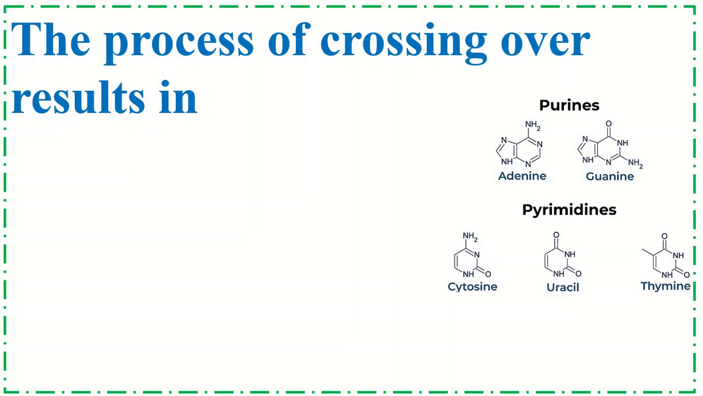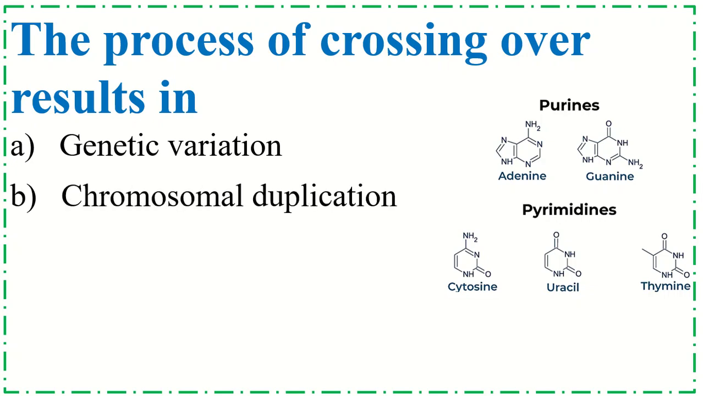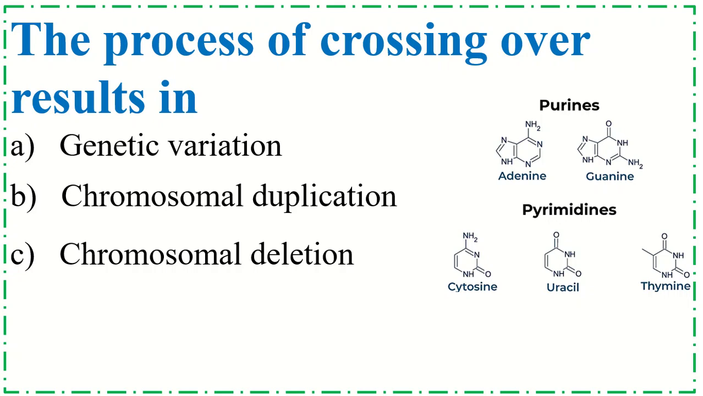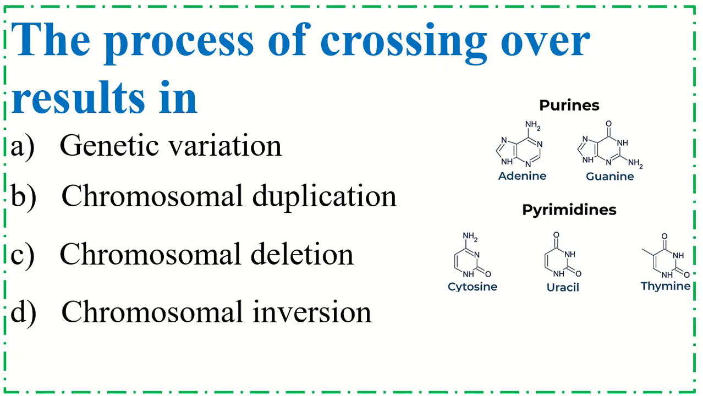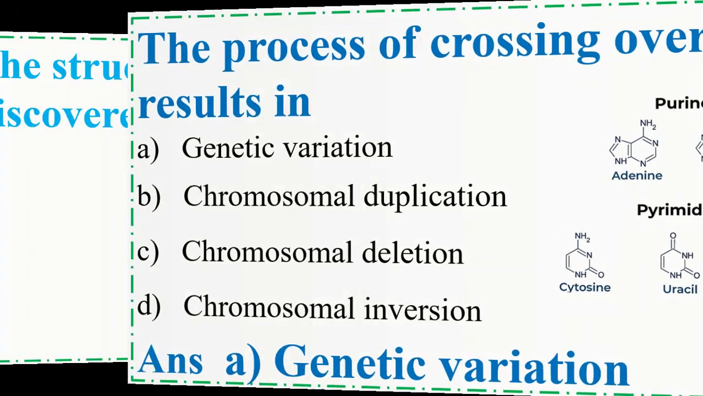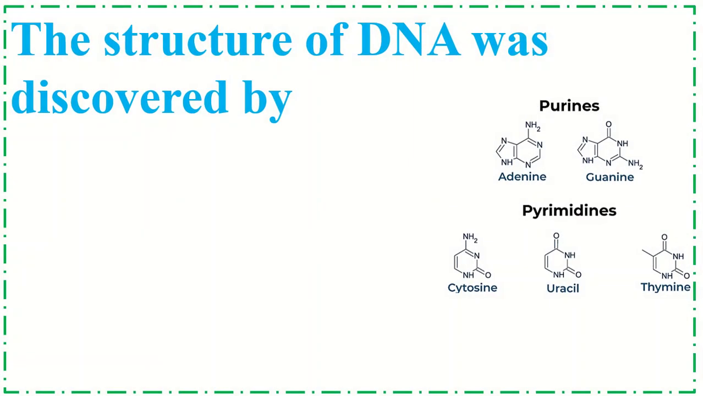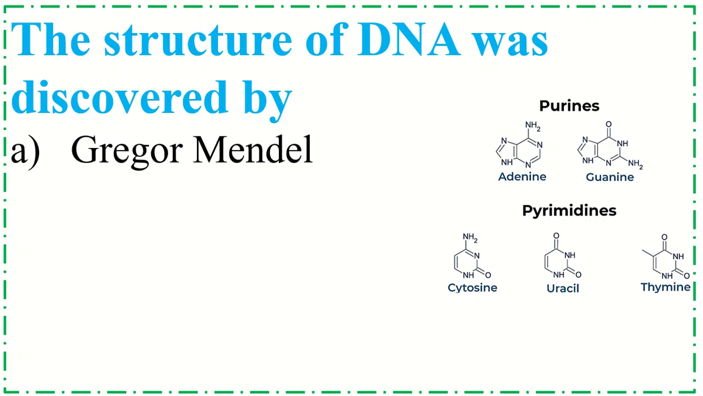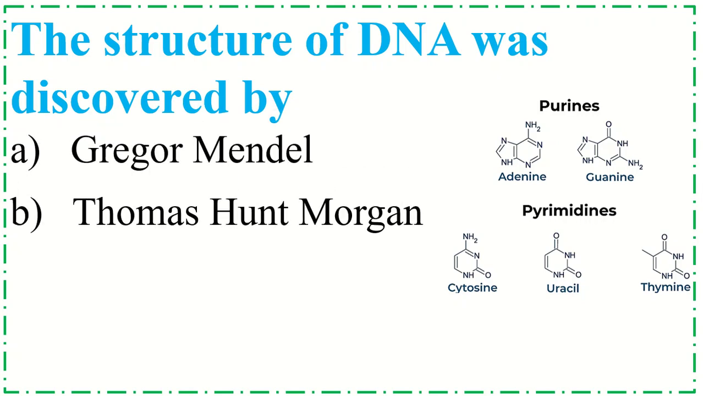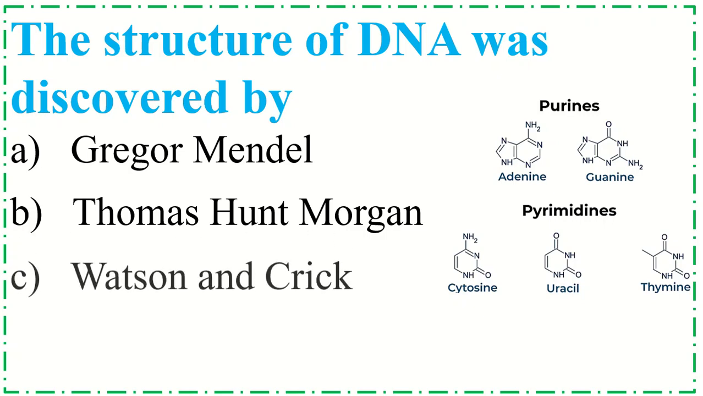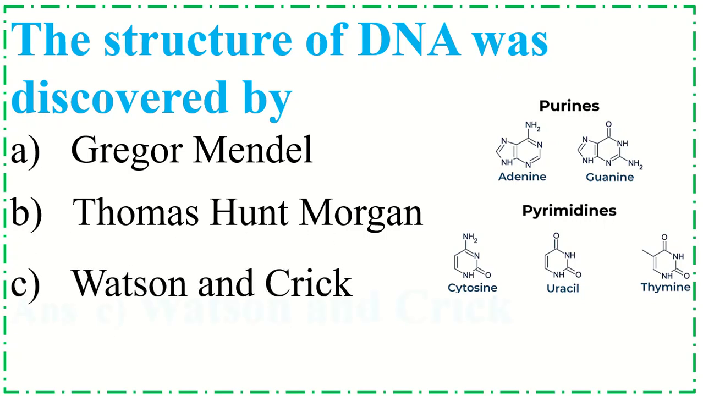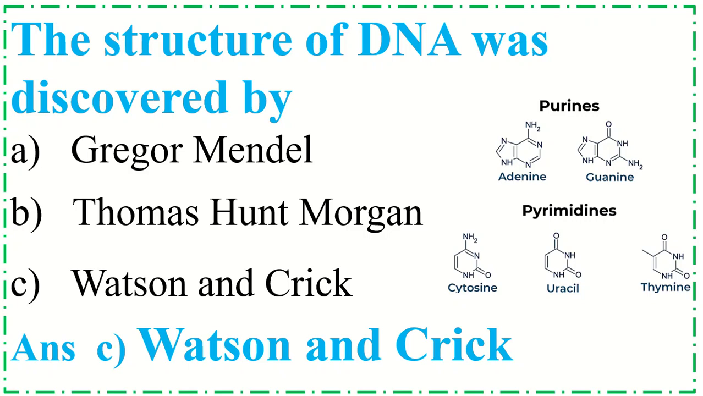The process of crossing over results in option A genetic variation, B chromosomal duplication, C chromosomal deletion, D chromosomal inversion. The correct option is A genetic variation. The structure of DNA was discovered by A Gregor Mendel, B Thomas Hunt Morgan, C Watson and Crick. So the correct option is C, Watson and Crick.